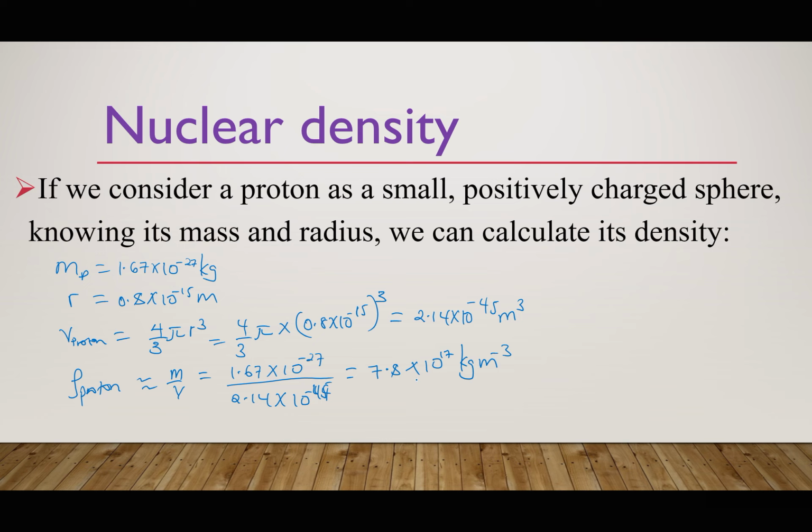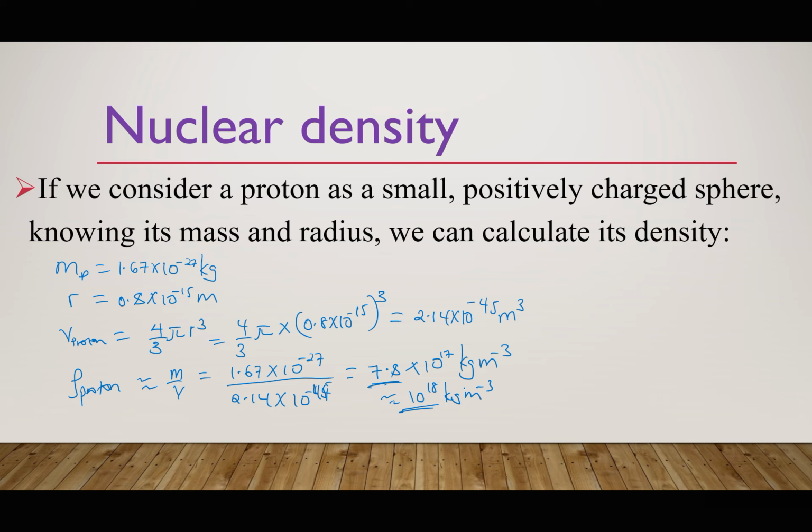So we notice that this is roughly, almost 10 to the power of 18 kilograms per meter cubed. This is extremely dense. When I round this off, because 7.8 is very close to 10, the proton has a density of roughly 10 to the power of 18 kilograms per meter cubed. So that's why we are saying the nucleus is extremely dense.